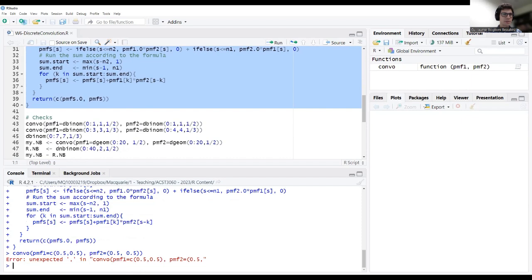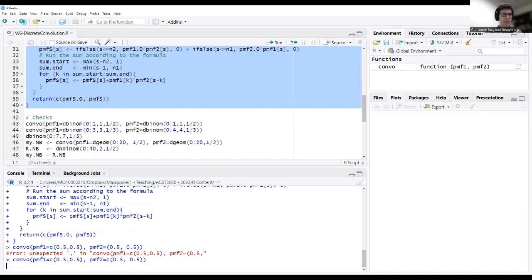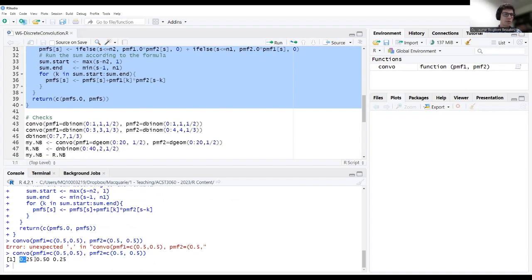Whoops, mistake somewhere. Yeah, I forgot to run this. Okay, this is what I was expecting: a binomial with 2 and 50%. The probability to be 0 is 25%, the probability to be 1 is 50%, and the probability to be 2 is 25%.